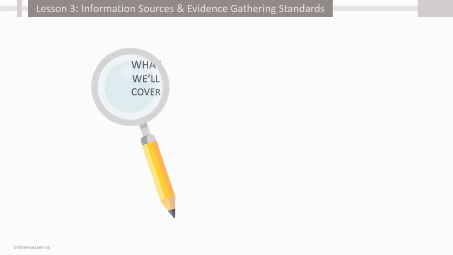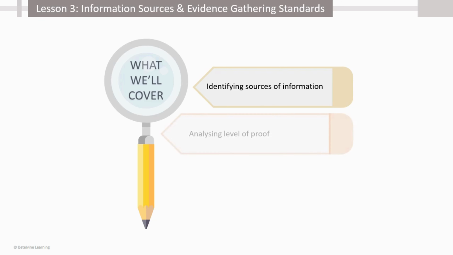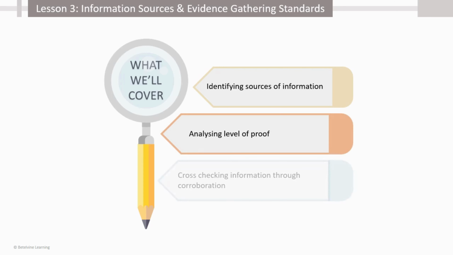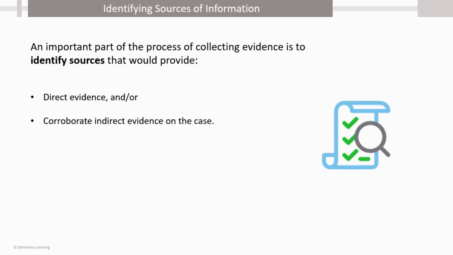In this lesson, we will cover the following topics: identifying sources of information, analyzing level of proof, and cross-checking information through corroboration. An important part of the process of collecting evidence is to identify sources that would provide direct evidence and corroborate indirect evidence on the case.